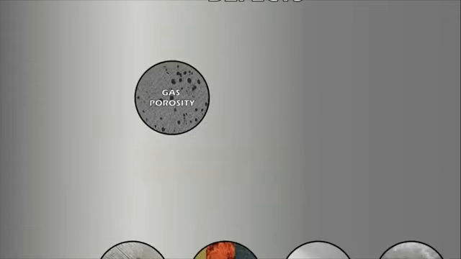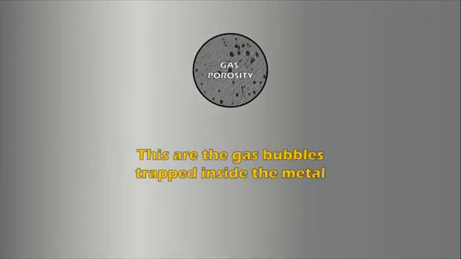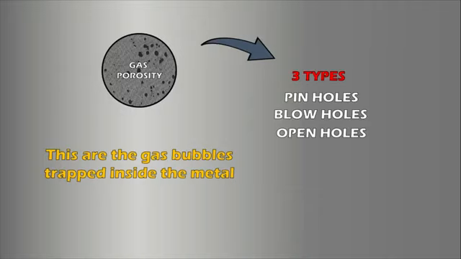Let's start with gas porosity. So, what is gas porosity? When cast metal solidifies in a mold, it can't hold as much gas as it does in liquid form, so it releases it. That is part of the reason molds are permeable, to allow gas to escape. Several factors can cause impermeability, which can result in gas bubbles getting trapped inside the metal. There are 3 types of casting defects related to gas porosity. They are pinholes, surface blowholes and open holes.